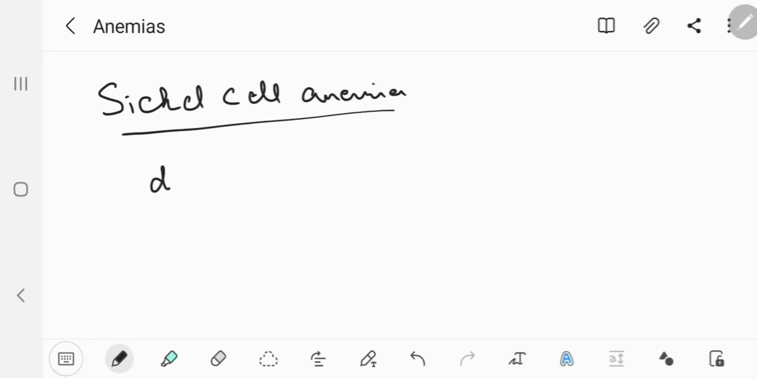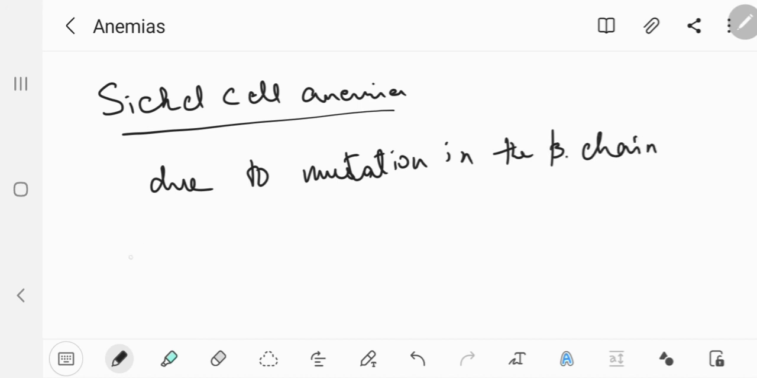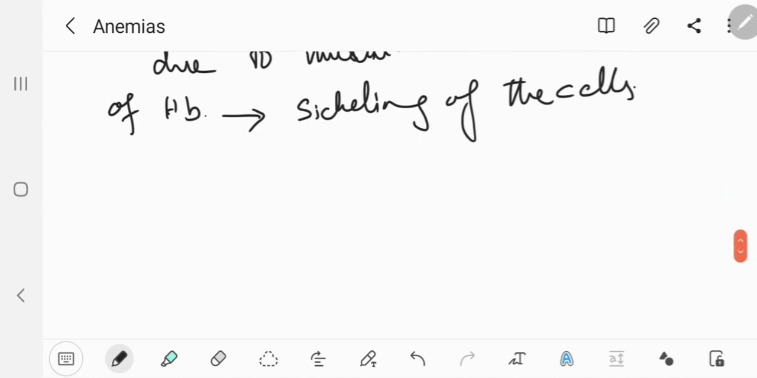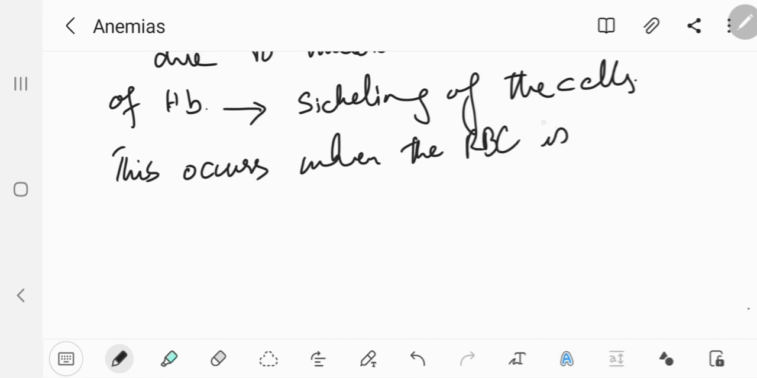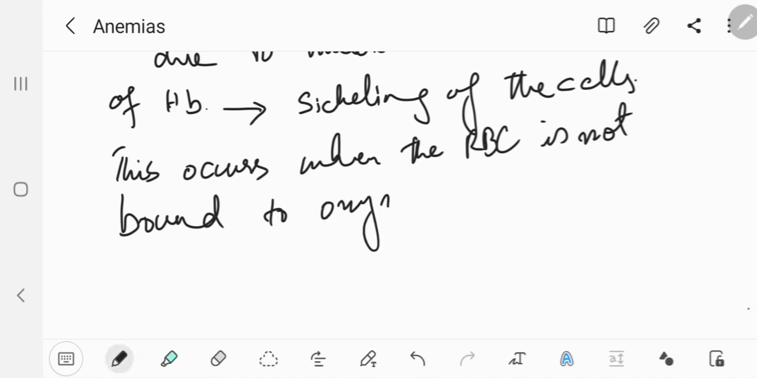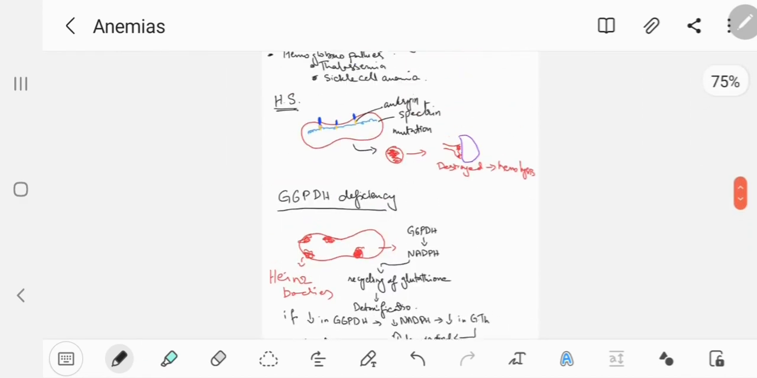RBCs. Now let's discuss sickle cell anemia. This is very common again in African ethnicities, and it is due to a mutation of the beta chain. As you all know, in place of glutamic acid at the sixth amino acid position, it is replaced by a valine, and this leads to sickling of the cells. And this sickling occurs whenever the hemoglobin deloads oxygen, that is, whenever the RBC or the hemoglobin gets rid of its oxygen, this leads to sickling of the RBCs.